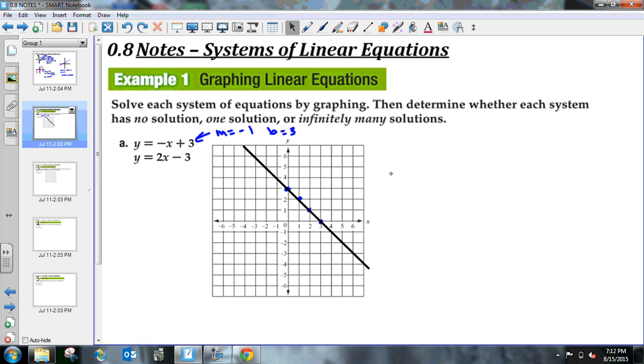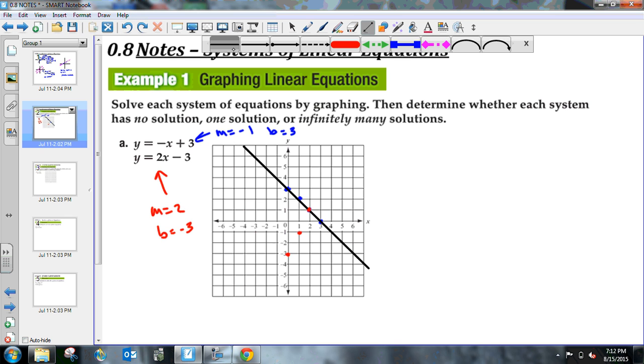Okay, and so let me graph this other one. This line has a slope of 2 and a y-intercept of negative 3. Okay, so I'm going to go down to negative 3. It's my first point that I plot. I'm going to go up 2, to the right 1. Okay, up 2, to the right 1. All right, and I'm going to connect those points, and what we see here is we have a point of intersection.